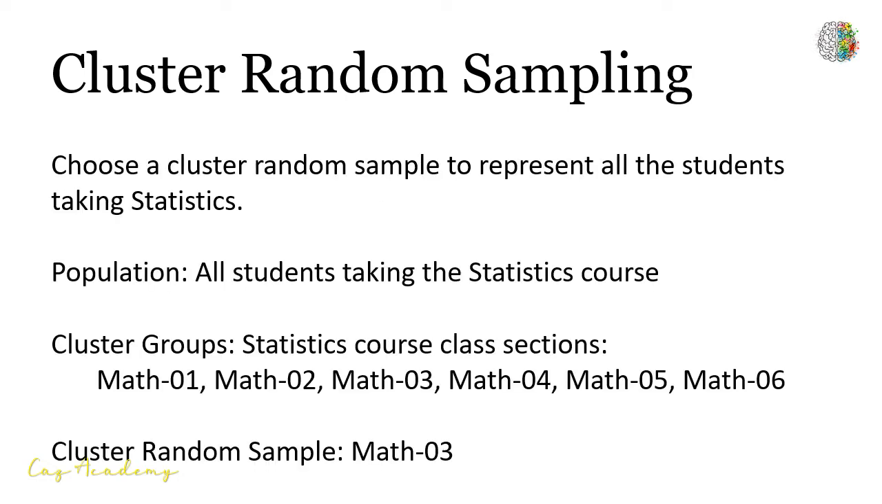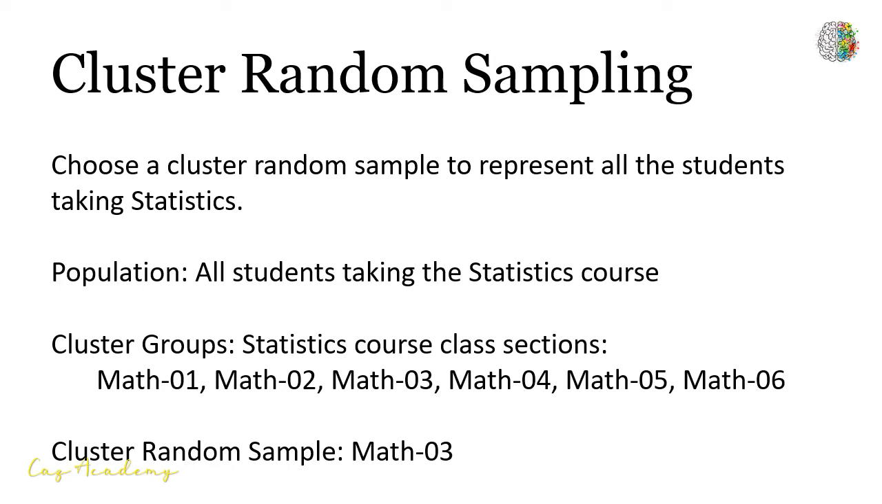A good example of cluster random sampling is to look at the sections of a math course. So let's say that our question says to choose a cluster random sampling to represent all the students taking statistics. So our population that we're drawing from is going to be all students taking the statistics course. Then we could divide them into cluster groups based on their class sections. So let's say that the statistics course has 6 sections where all of the students are divided into.